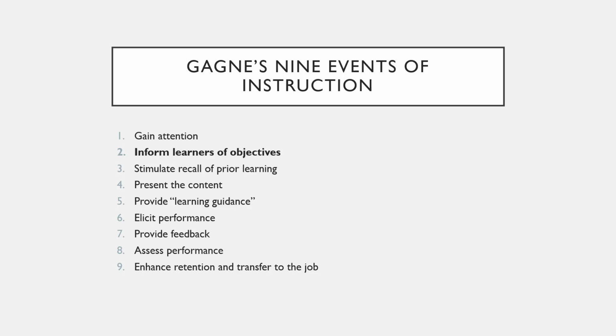It is important to inform learners of objectives. I would resist being really dry with this and just giving them a list of bullet points, but you can tell learners, like, today we're going to learn about the water cycle.